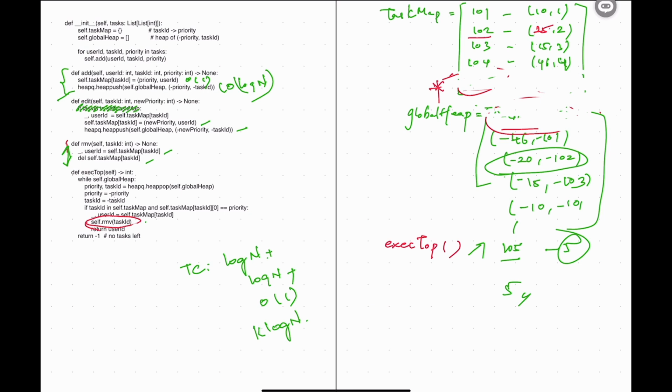So these are the time complexities for each of the functions. We can assume the total time complexity will be order of k log n. Sometimes k might be ignored, so we can take the time complexity as order of log n. The space complexity will be order of n to store the tasks as well as the global heap.